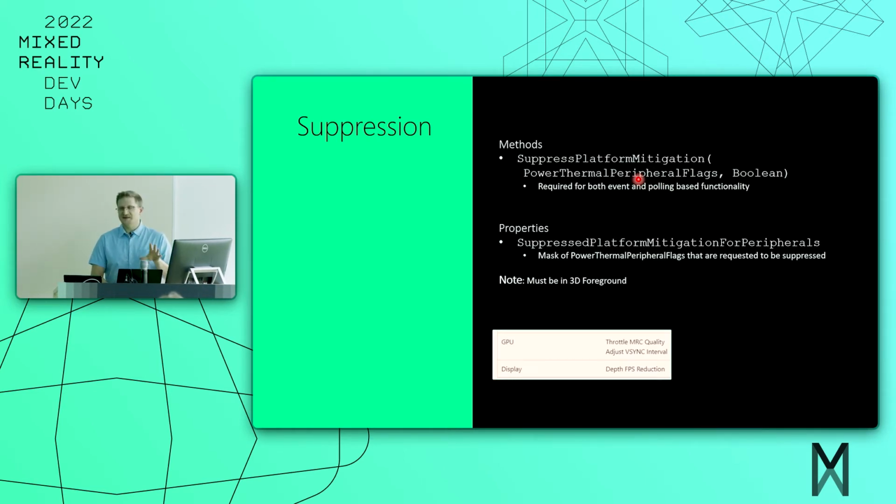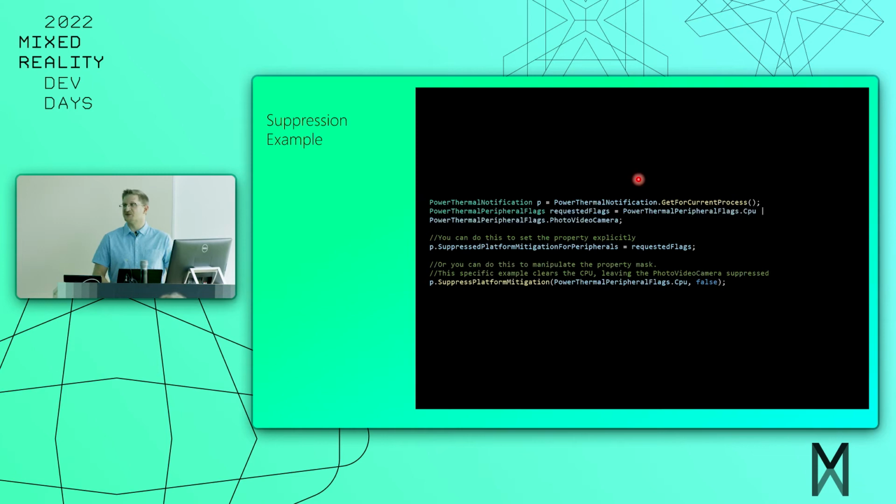There's one important thing to mention here if you are going to use this, which is that your process has to be in the 3D foreground for the system to honor this suppression request. We're not going to let anybody who has some process running in the background hijack the system and allow them to suppress peripherals. It has to be something in front of the user's face. The suppression example is pretty simple. It grabs the instance, sets the field, and this is just setting the field again using the function with the true or the false.